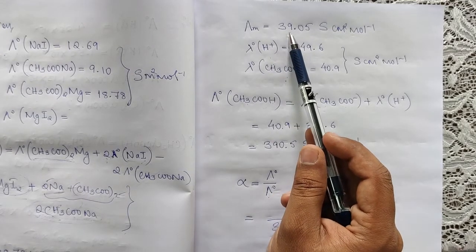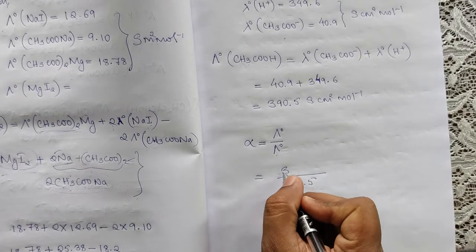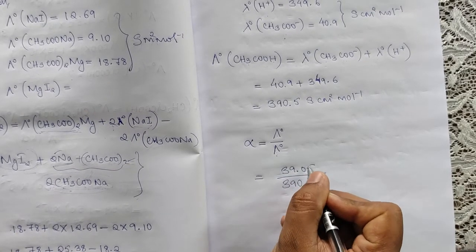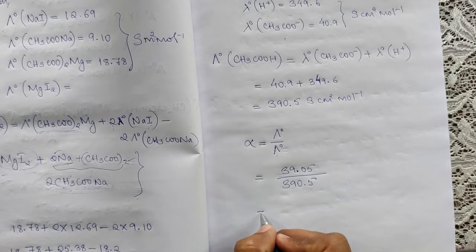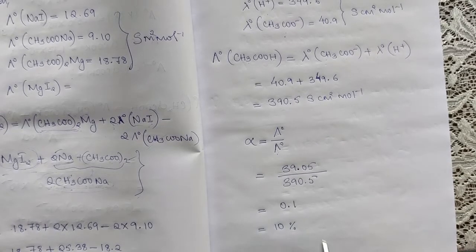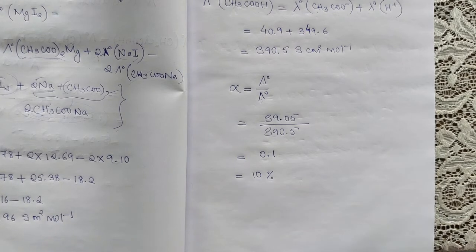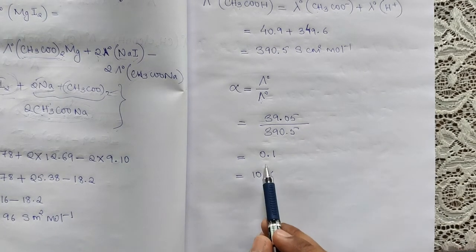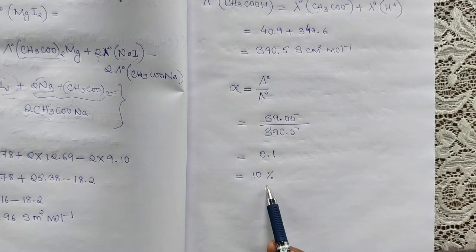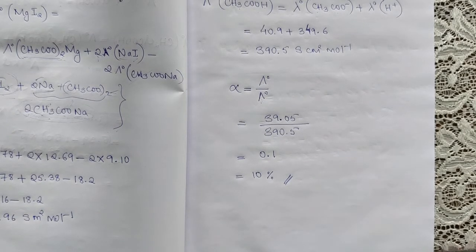And this is given at the beginning of the equation. It is 39.05. So if you divide this one, you'll get 0.1. In order to convert to percentage, you multiply with 100 and you'll get 10%. So this will be your degree of dissociation.